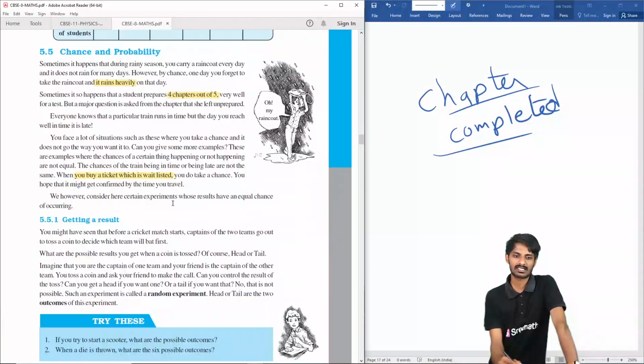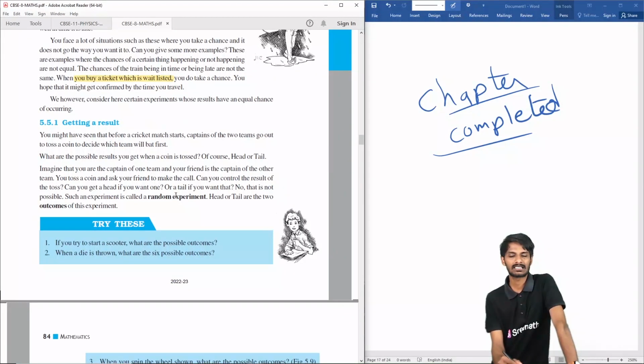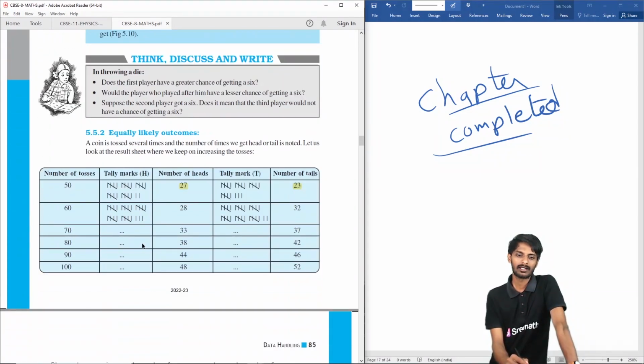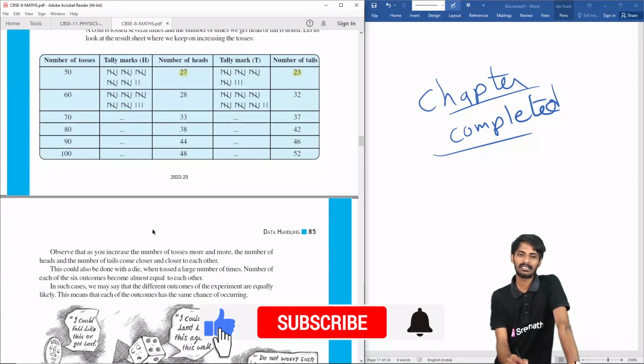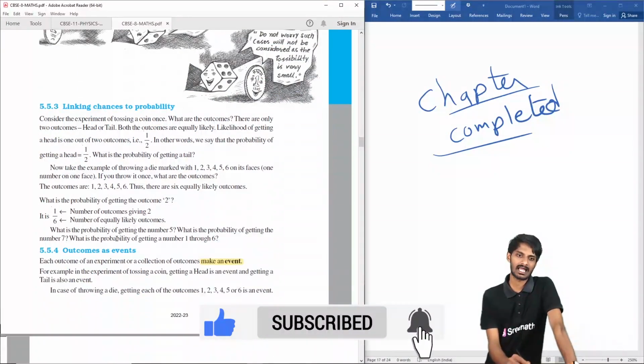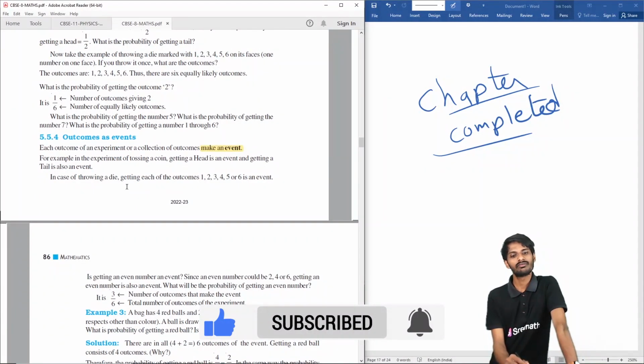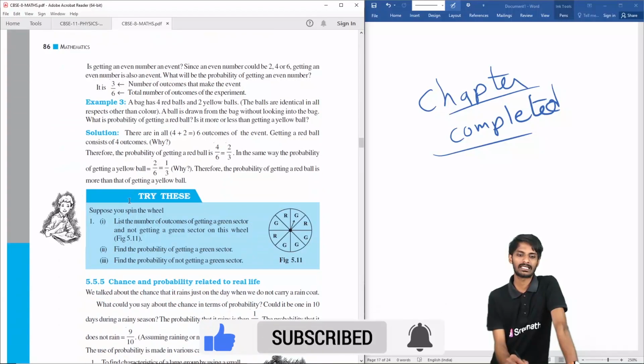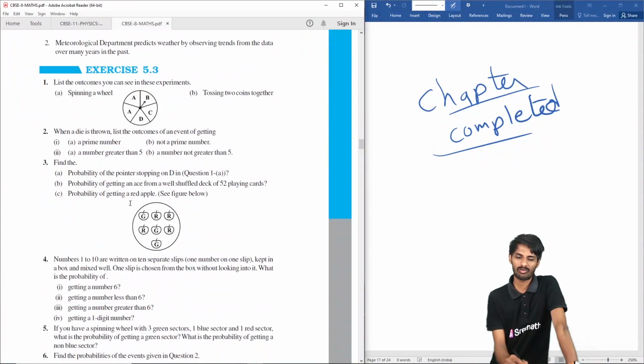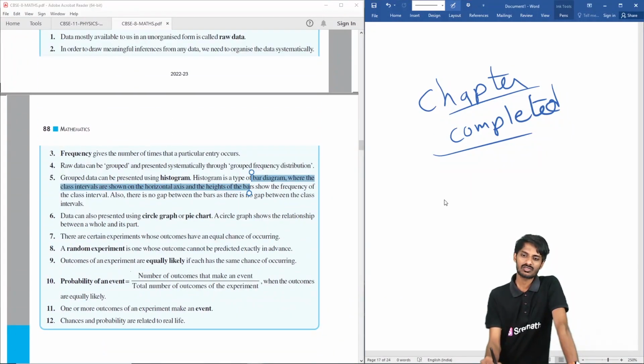Next thing is chances and probability. In a random experiment, what you get is a result, and every outcome is equally possible, equally likely. An event means the outcome which you are getting, and we have discussed probability clearly. So the summary of this session is also completed, students.